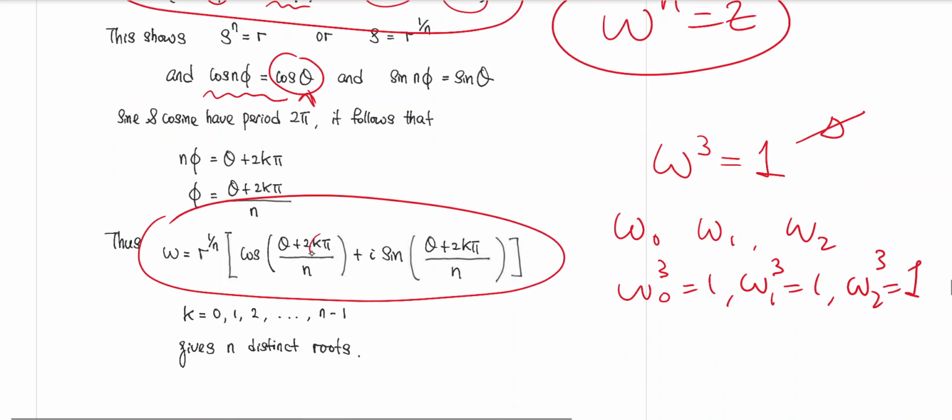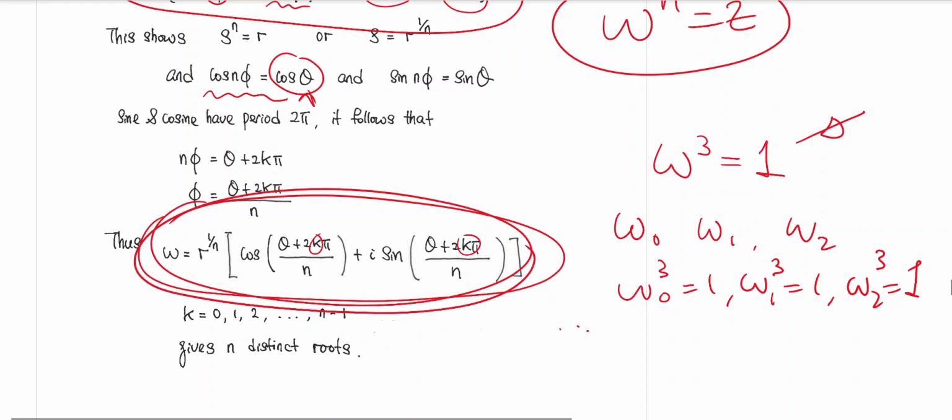Now, your k here is for you to choose from 0 to n minus 1. When you go beyond this value, it will just simply repeat itself, so you will not get anything new. You only get the repetitions. If you go beyond n minus 1, if you do k equals n, n plus 1, and so on and so forth. So in order to get n distinct roots, you just have to run this, and you will get all those roots.